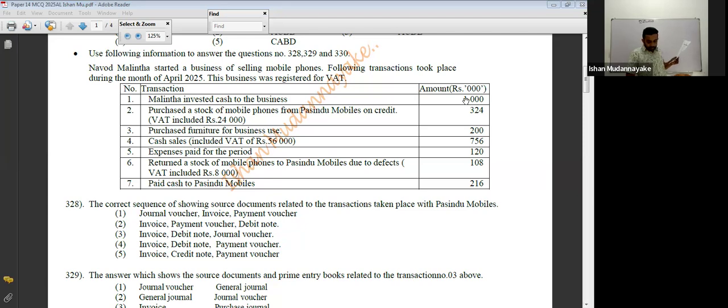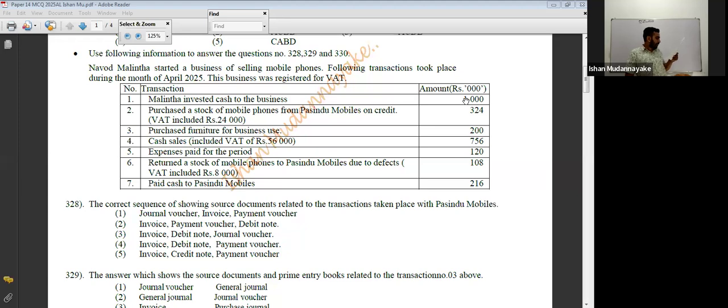Right, next question 328. Use the following information to answer the following three questions. Navoth Malinta started a business of selling mobile phones. The following transactions took place during the month of April 2025. This business was registered for VAT. These are the transactions.